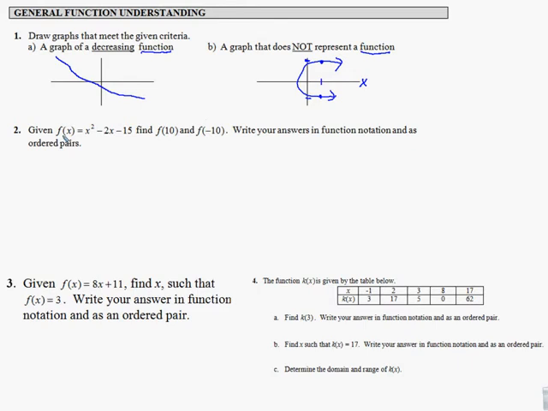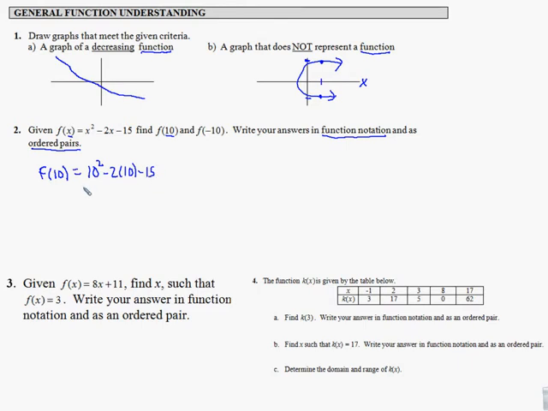In this problem, we are to take f of x, this equation, and find the value of f of 10 and f of negative 10, and then finally write our answer in function notation, and don't forget to write it also as ordered pairs. So the first part, I'm given f of x, but then I'm to replace x, what's in the parentheses, with the number 10. So doing so would look like this. This x would be 10, and then I'm going to proceed to plug 10 in for all of the input variables. So this would be 10 squared minus 2 times 10. And then don't forget there's a subtract 15 at the end.